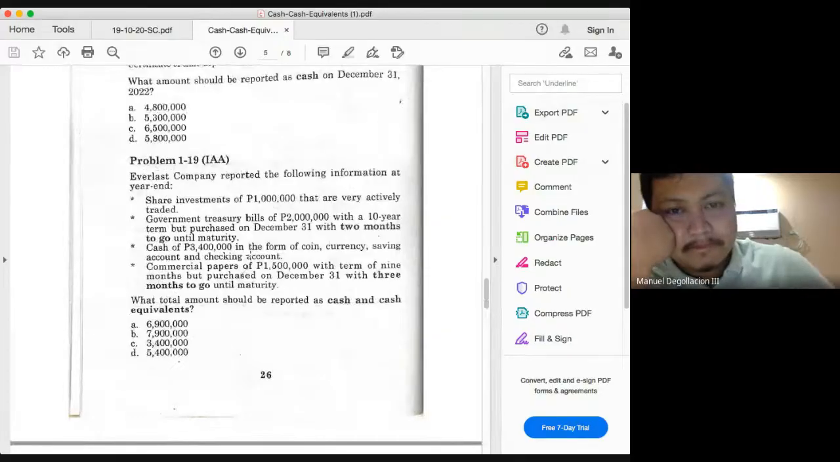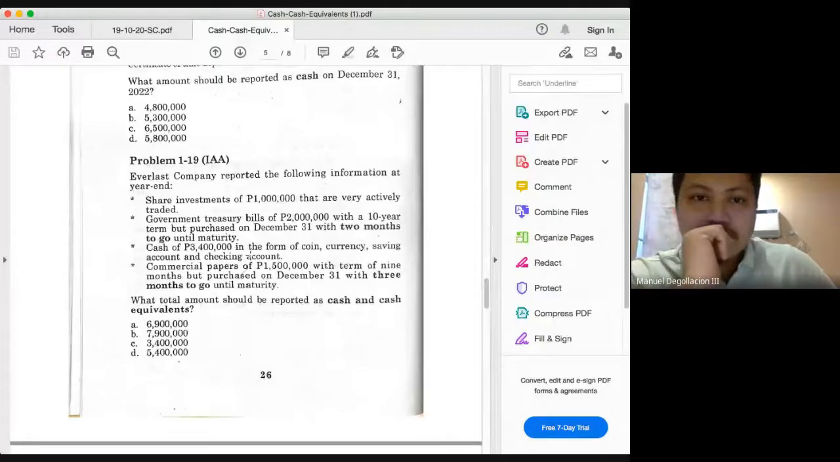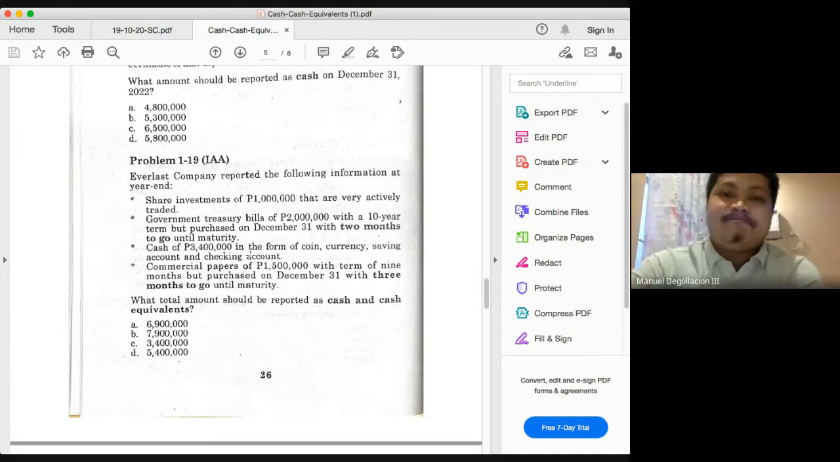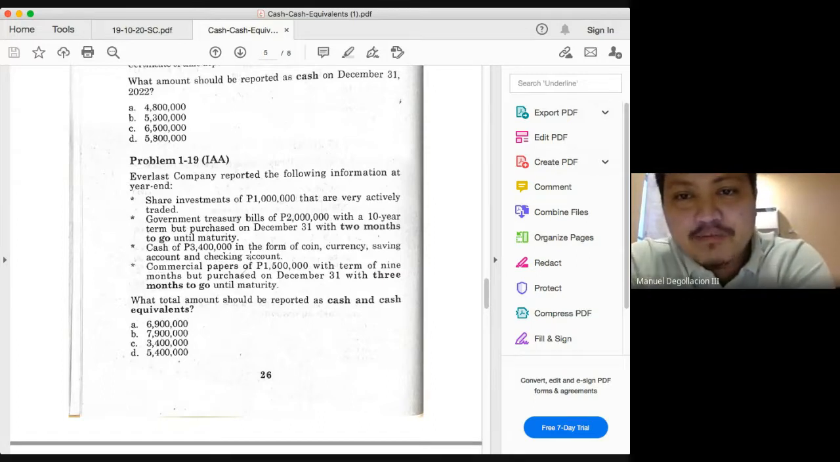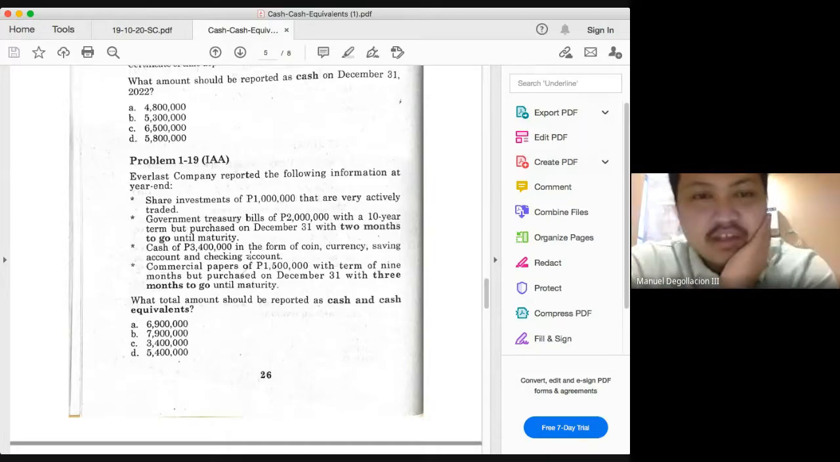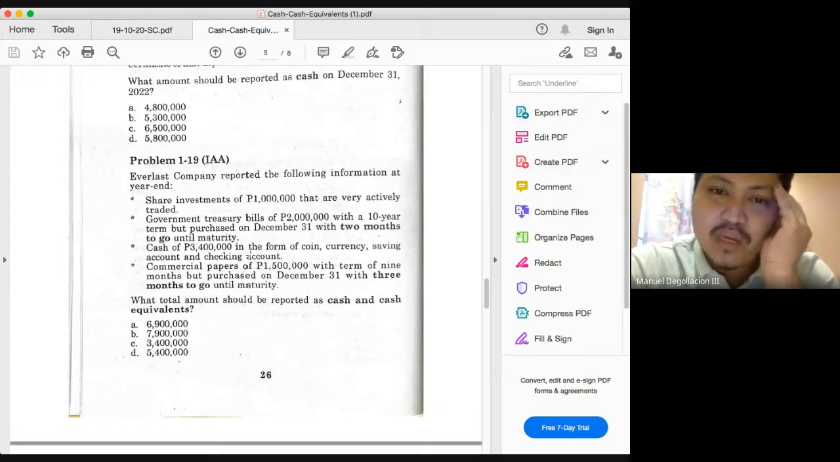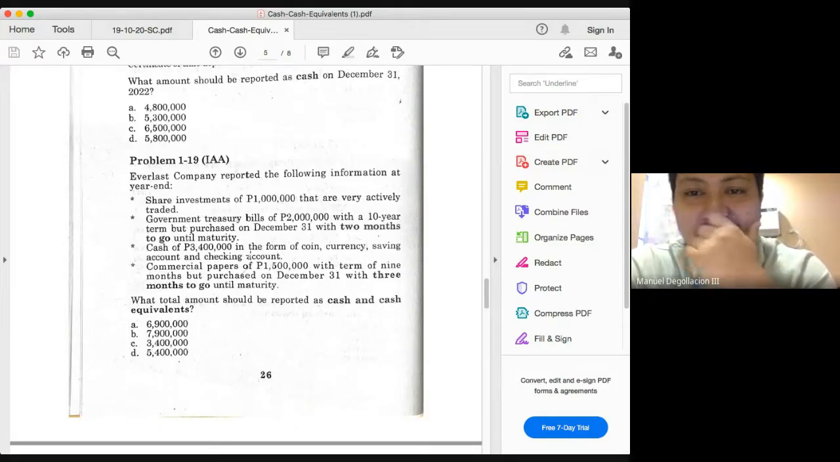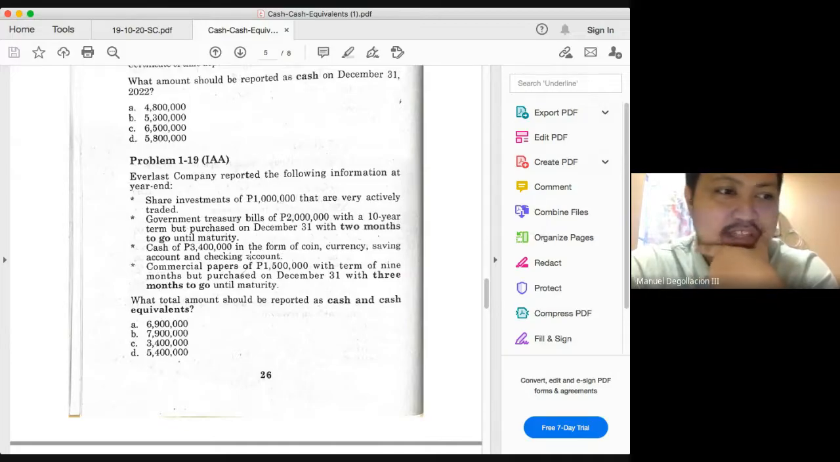1-19. What total amount should be reported as cash and cash equivalents? Share investments of 1 million that are very actively traded. Very important theory, class. Investment in stocks, investment in shares, or share investments will not form part of your cash and cash equivalents, no matter how highly liquid they are. That's what the phrase "very actively traded" is trying to tell you, that it is very highly liquid.